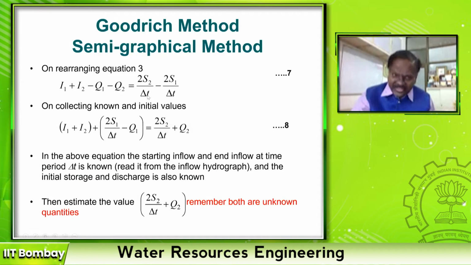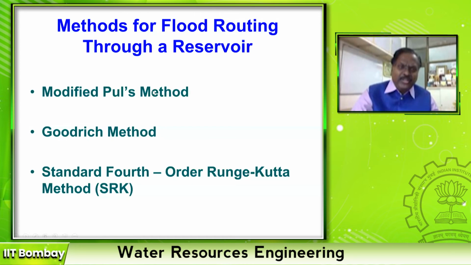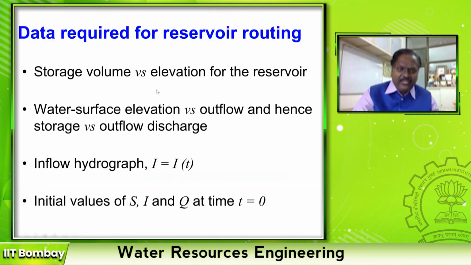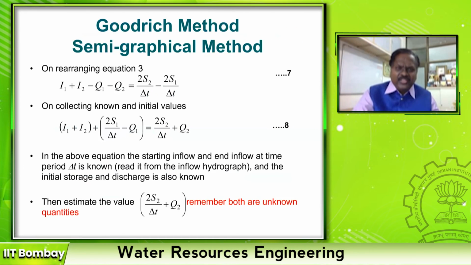Suppose I keep this delta T on the left hand side, then this inflow in meter cube per second multiplied with the time will become volume, and outflow is also volume. So you are managing the volume. That method is nothing but the Goodrich method, sorry, that is the modified pulse method. So in the Goodrich method, we are managing it in terms of discharge, right?